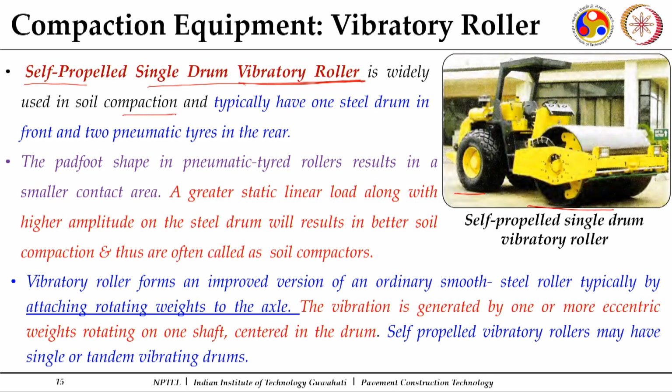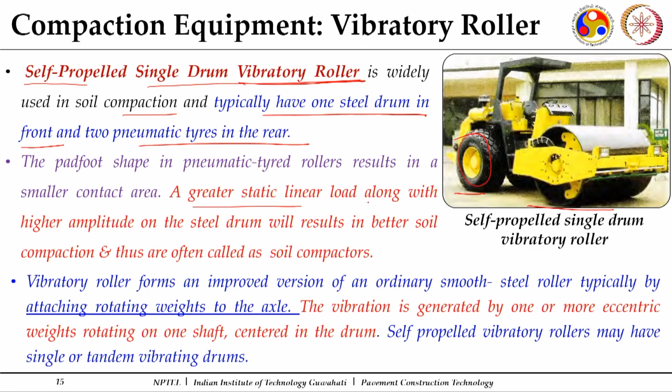It is widely used in soil compaction and typically consists of one steel drum in front and two pneumatic tires in the rear. And you can see these pneumatic tires having pad foot rollers. The purpose is to have a smaller contact area, and this will help us to further compact the soil mass, because it will generate more pressure, because the contact area is less.